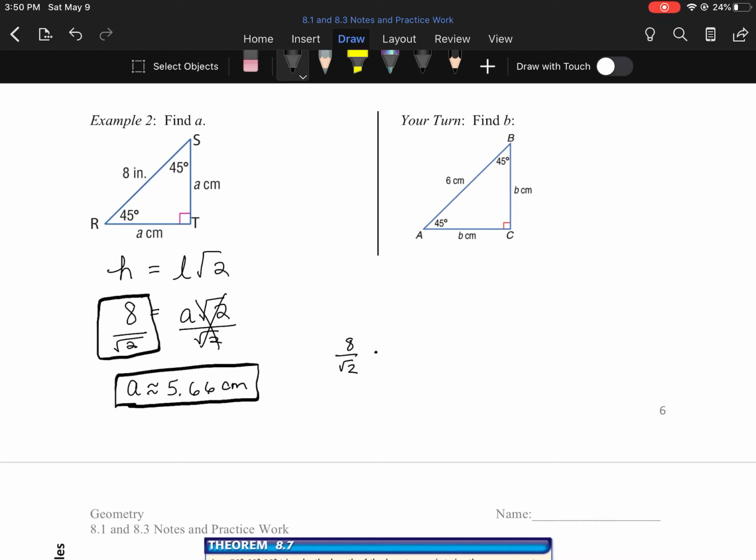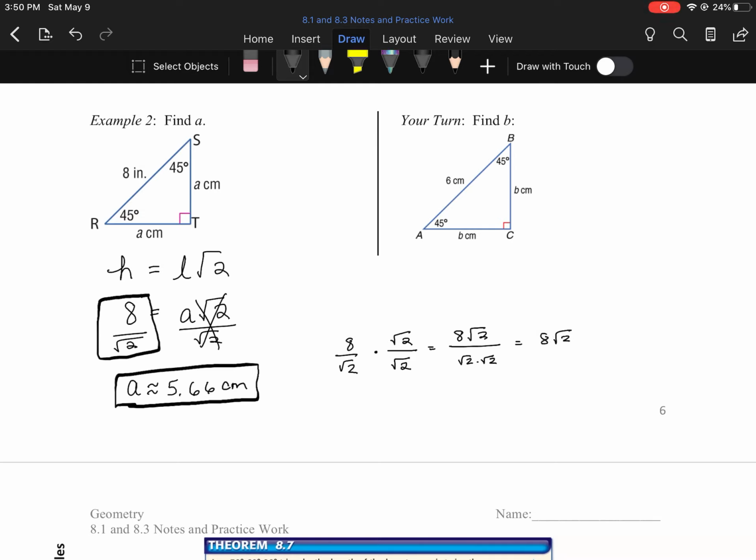But the 1 is going to look a little different. If I want to get rid of that square root of 2 in the denominator, guess what I'm going to multiply both numerator and denominator by? The square root of 2. So now let's see how this plays out. Multiply straight across, because that's how we multiply fractions. So we end up getting 8 root 2 over the square root of 2 times the square root of 2.